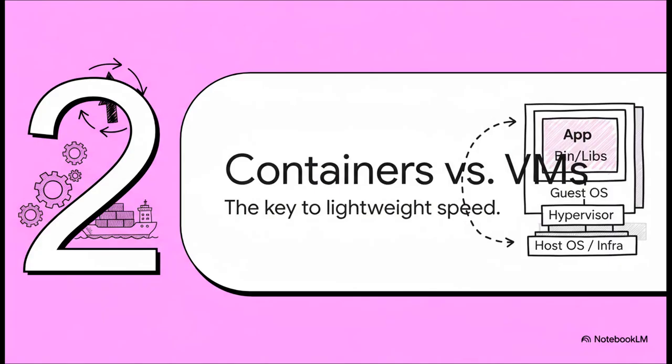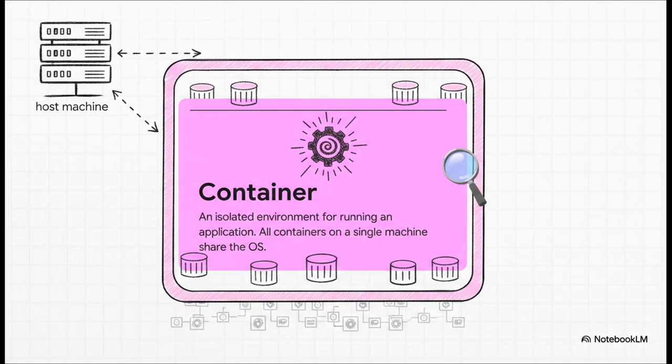So, how does Docker pull off this magic trick? Well, the secret lies in a concept called containers. And to really get what they're about, it helps to compare them to something you might already know: virtual machines, or VMs. So a container is basically an isolated little bubble for your application to live in. But here's the game-changing difference. Instead of creating a whole new virtual computer, all the containers on a machine share the operating system of the computer they're running on. They're really just special, isolated processes.